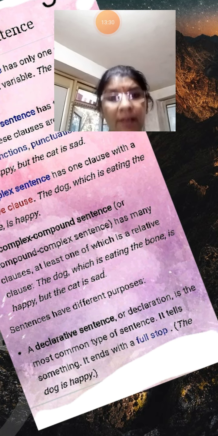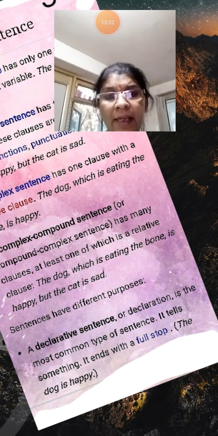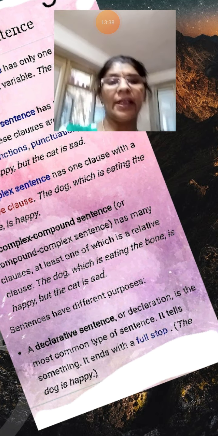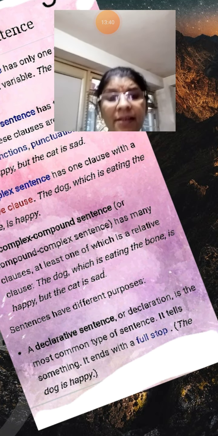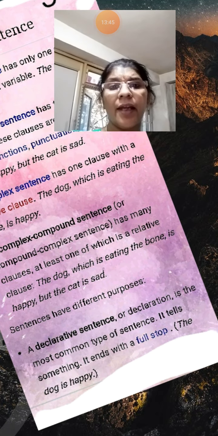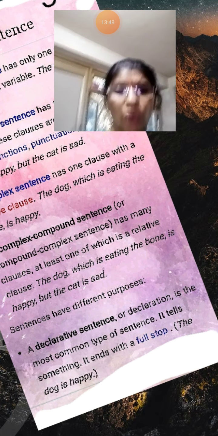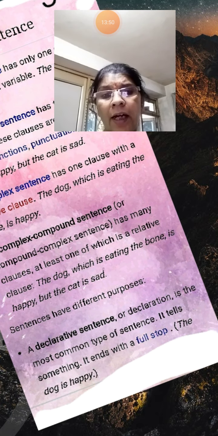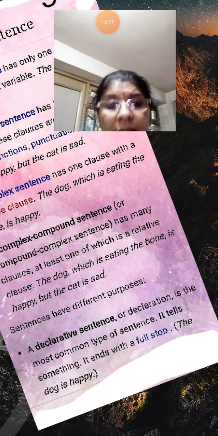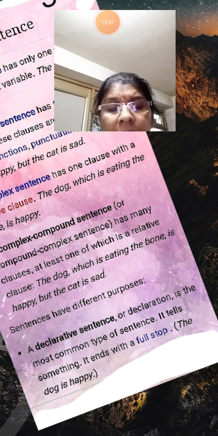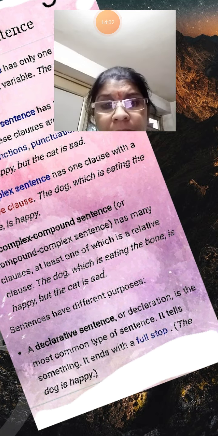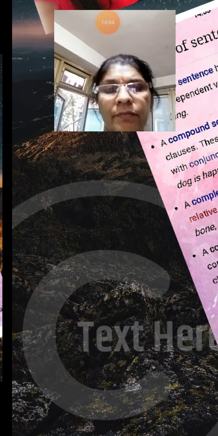A declarative sentence or declaration is the most common type of sentence. It tells something and it ends with a full stop. The dog is happy. This is a declarative sentence.